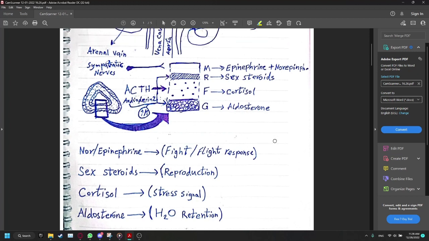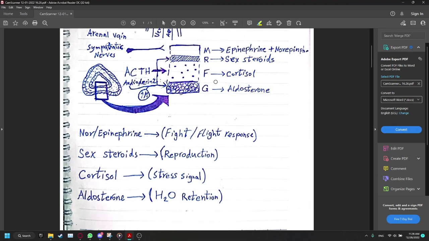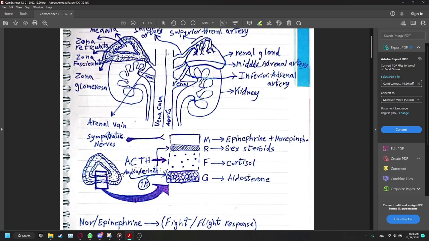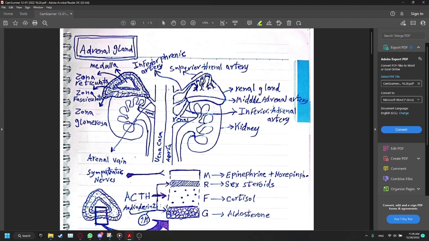And so these hormones are basically androgens or sex steroids, cortisol, and aldosterone. Sorry about that, aldosterone. So yeah, that's basically the main three hormones. Those come from three layers of the adrenal cortex. We call them the zona fasciculata. Sorry, the zona reticularis, the zona fasciculata, and zona glomerulosa.